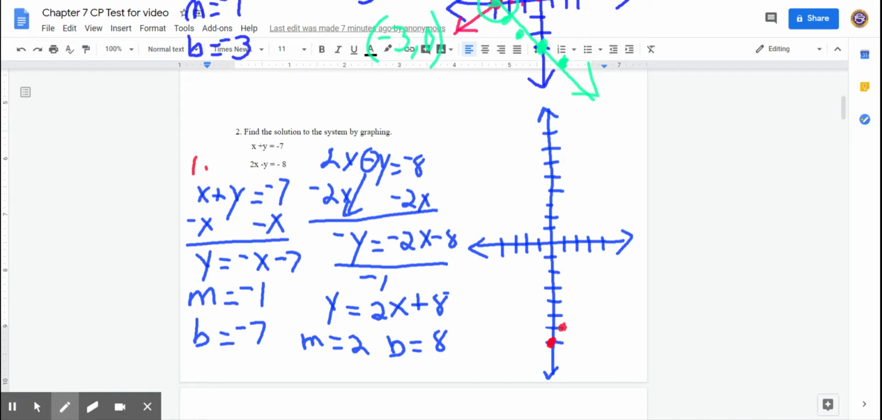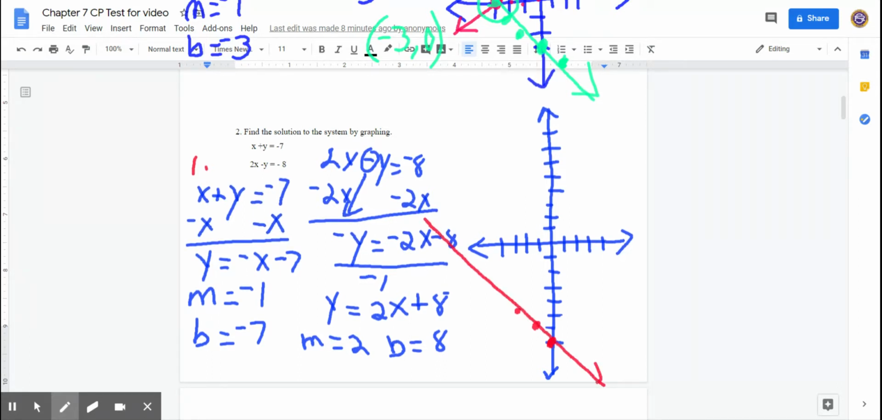Oh, it wouldn't be up 1, right 1. It would be up 1, left 1. So let's erase that, right? Because it's a negative slope, so it's going to be falling. So notice how I caught that right away. And you're going to just keep going. Okay, and draw that line.